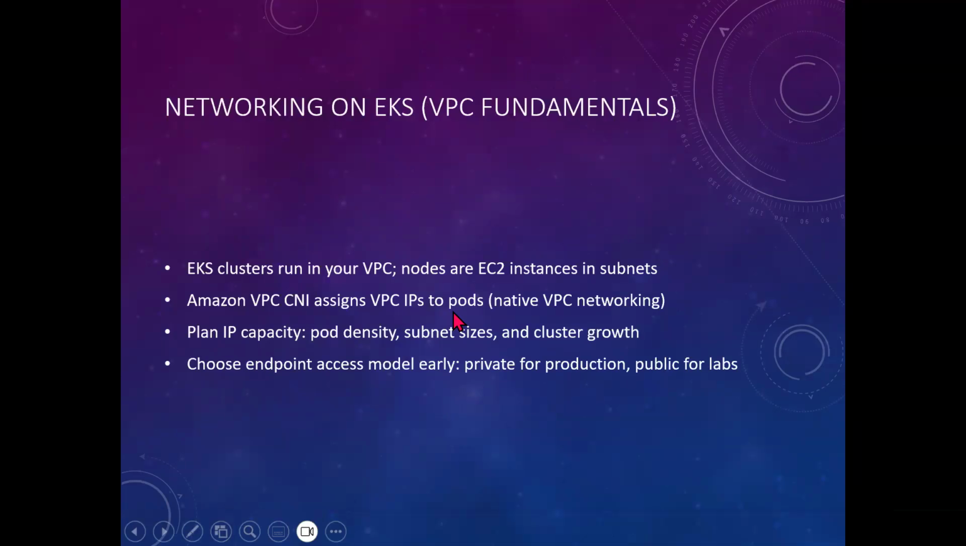Networking on EKS, the VPC fundamentals, of course. The EKS cluster runs in your VPC. Nodes are EC2 instances in subnets. Amazon VPC CNI assigns the VPC IPs to pods. Then plan IP capacity, pod density, subnet sizes, and cluster growth. Choose your endpoint access model early: private for production, public for labs. Okay, so this is so important.